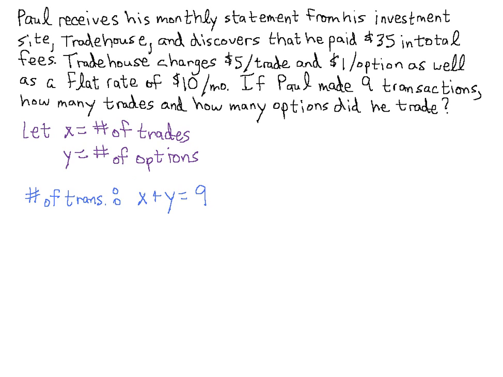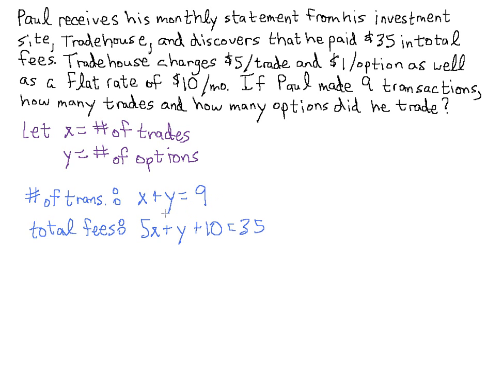Now let's write another equation. We know the equation for the total fees. Total fees. This is the total amount that TradeHouse is charging him for the month. We know that the number of trades times $5 plus the number of options times $1 plus the flat rate of $10 per month is going to give us a total of $35 in total fees. So we can write the equation as 5 times X plus 1 times Y, or just Y, plus 10, that's for the flat rate, the monthly fee, and that's going to equal $35.